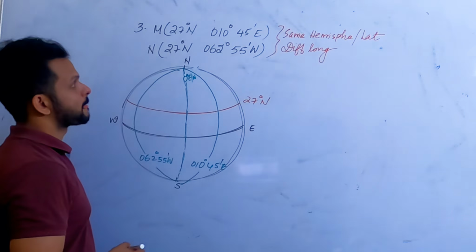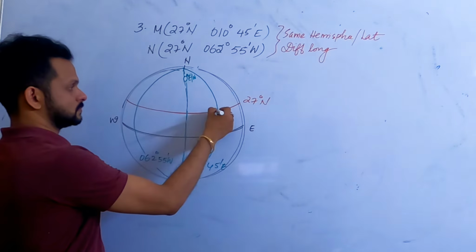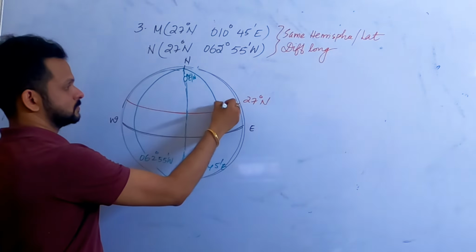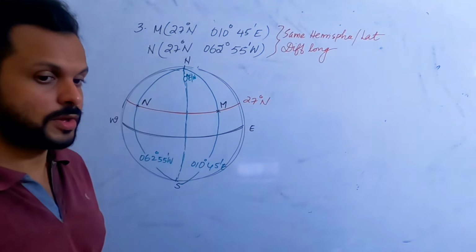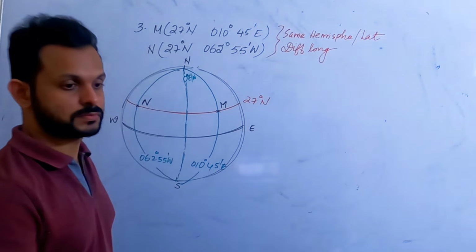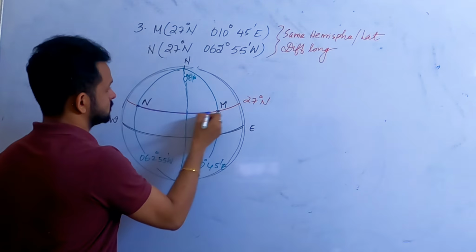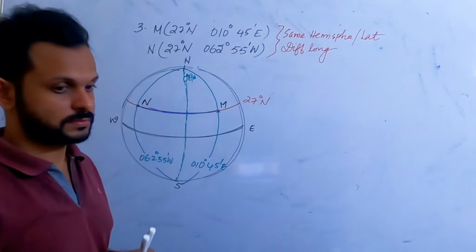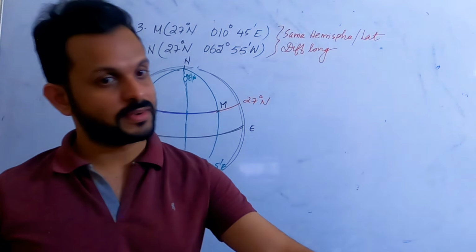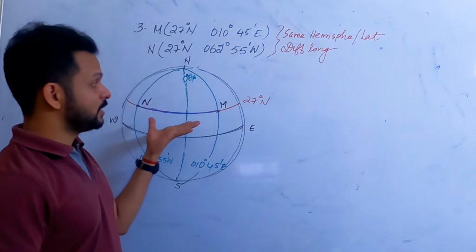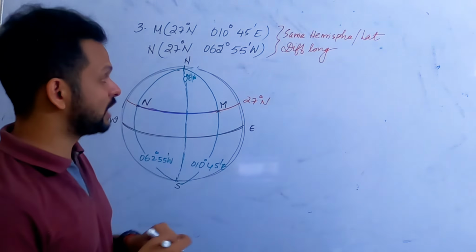Alright, now let's mark the points. The point towards the eastern side will be point M, and the other point will be N. So we need to calculate the distance between M and N. But the catch is that it is not a great circle. So you can find out everything you want, but you cannot do the conversion directly. Let's find out the changing things here.